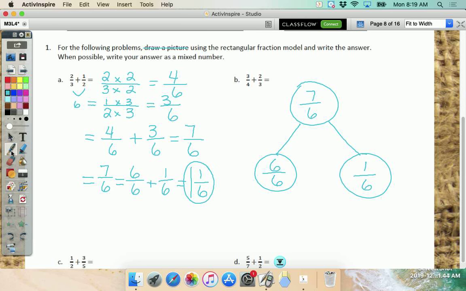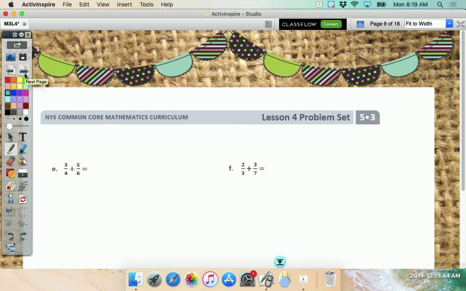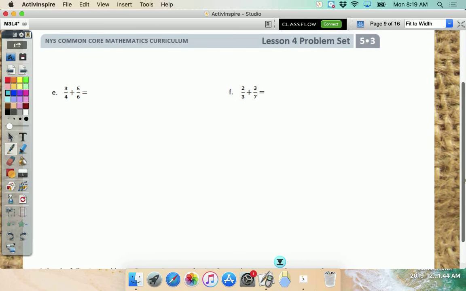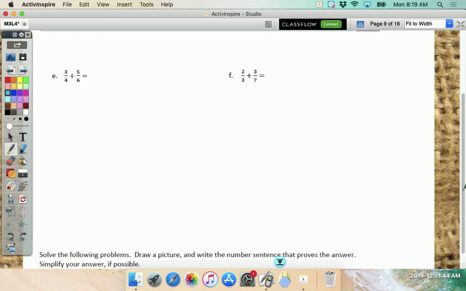So now I want to go to the back side of this. And we're going to do E together. Now this one I can look at right away. Do 4 times 6. What do I get? 24. That's a pretty big number. I wonder if we're going to have to simplify. We'll find out. So go ahead and get it set up with 24 as the common denominator.